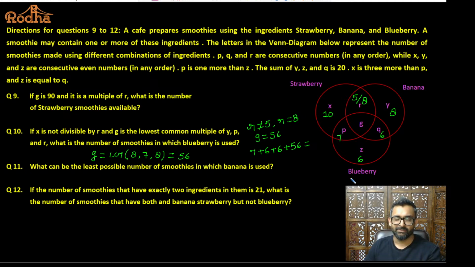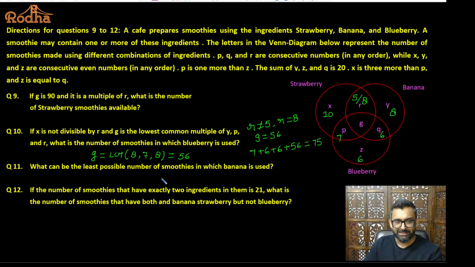Now we have to find out the smoothies in which blueberry is used. So we have to say 6 plus 7. Okay. 12 plus 7 is what? 19. 19 and 56 will make it 75. Clear hai? Is that okay? Is there a problem in this? Chalo, good.